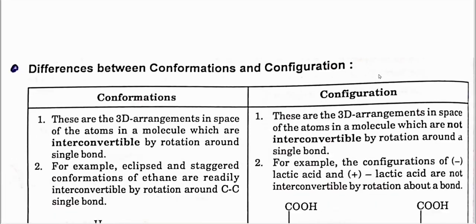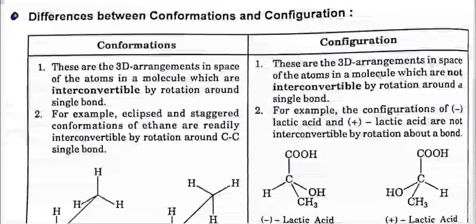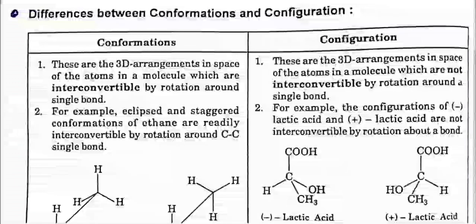So here's the difference between conformation and configuration. Conformations are the 3D arrangements in space of the atoms in a molecule which are interconvertible by rotation around the single bond. Configurations are the 3D arrangements in space of the atoms in a molecule which are not interconvertible by rotation around the single bond.